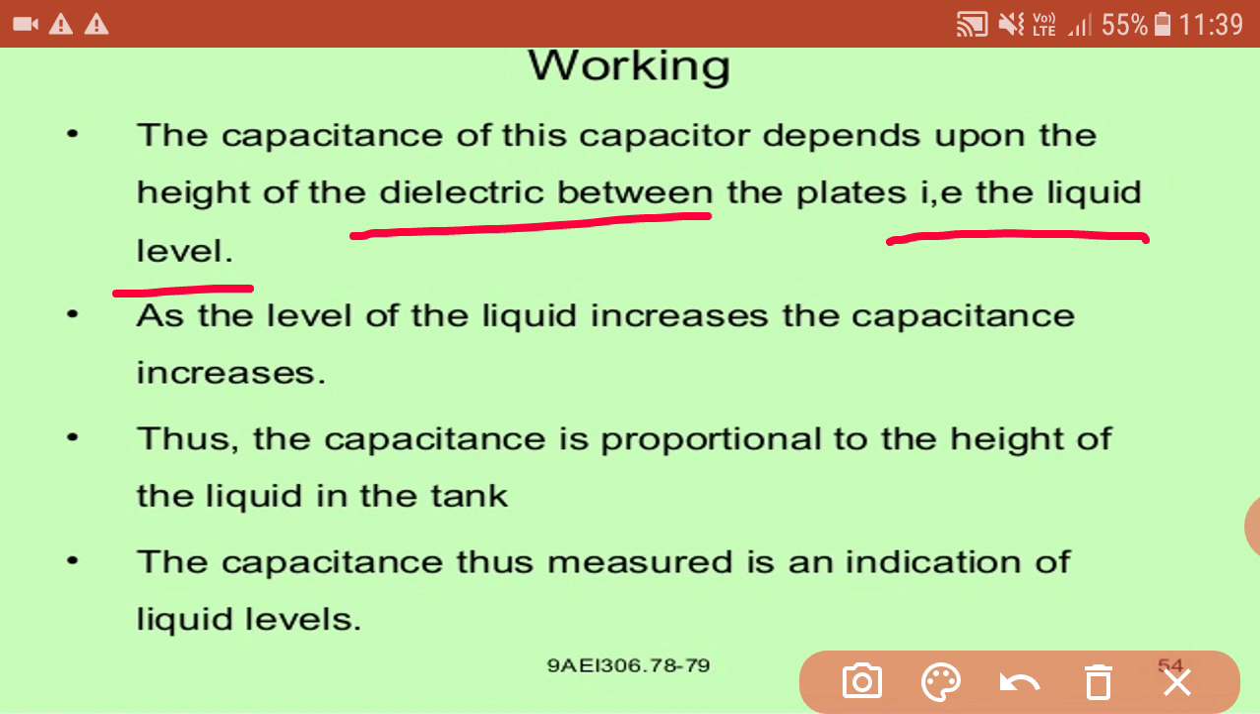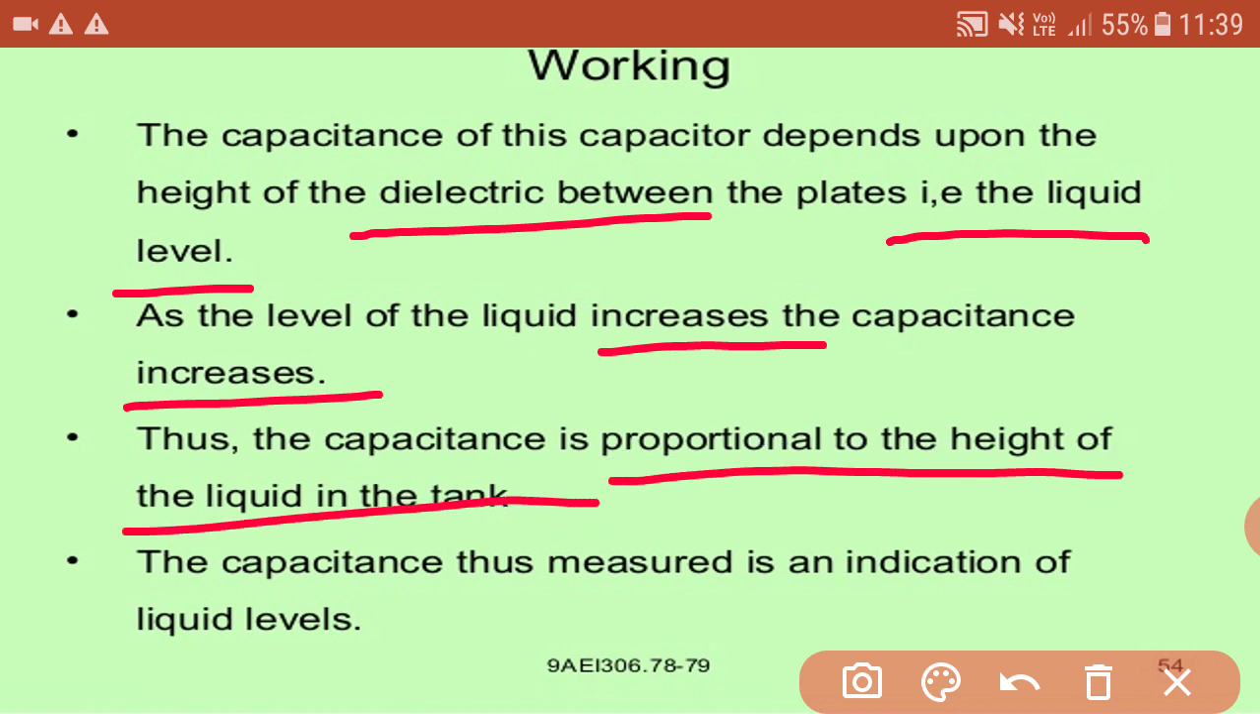So as the level of the liquid increases, the capacitance increases. Thus the capacitance is proportional to the height of the liquid in the tank. So here the relationship is directly proportional. The capacitance thus measured is an indication of liquid levels. So the capacitance will be the indication of the liquid levels.